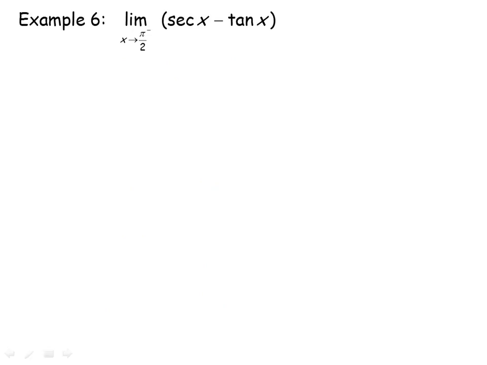Oh, trig. I don't think we've seen this one yet. Let's see what happens here. If we apply the limit as x approaches pi over 2 from the left. Now what is pi over 2? 90. What is secant of 90 degrees? Put it in your calculator if you don't know. What is secant of 90 degrees?